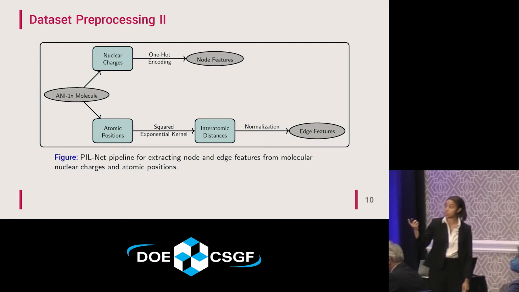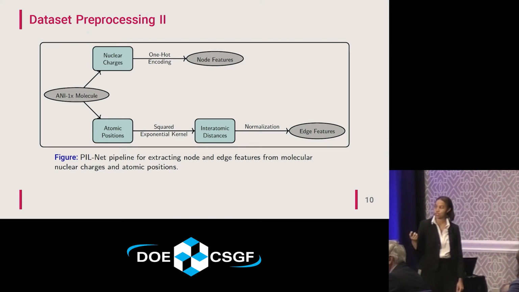Then for our atomic positions, those are represented as Cartesian coordinates, and we apply the squared exponential kernel, which I promise is on a later slide. From that, we get a weighted interatomic distance, and then we apply a normalization to get the edge features. This normalization is so that the edge features aren't wildly larger than the node features, and the model doesn't decide that the edge features are more important solely based on their magnitude compared to the node features.